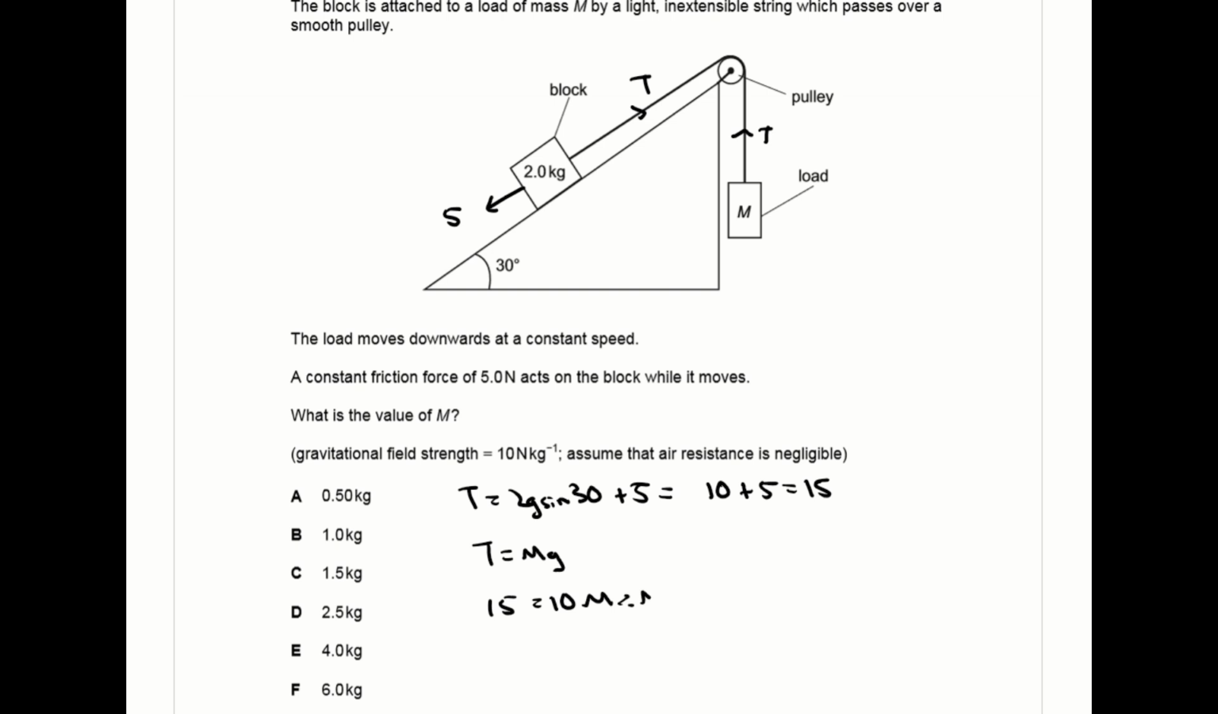And the tension is the same across the string because the pulley is smooth. So now moving over to the load, you can also see that tension is equal to mg, where m is the mass of the load. So 15 is equal to 10m, which means m is 1.5 kg.